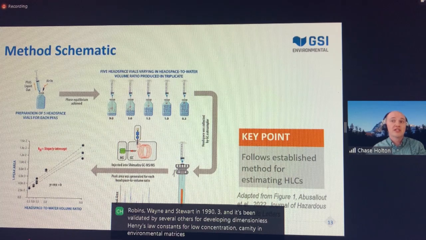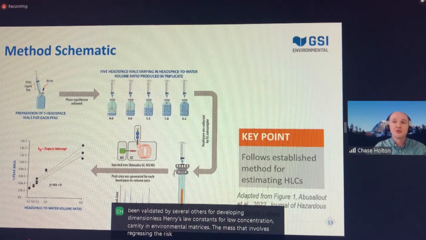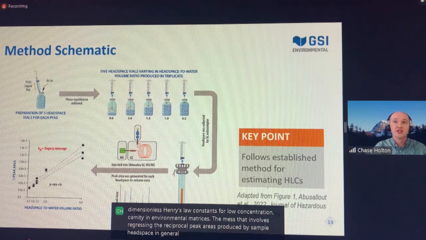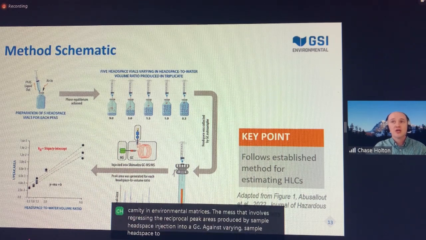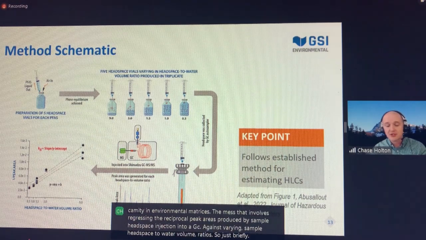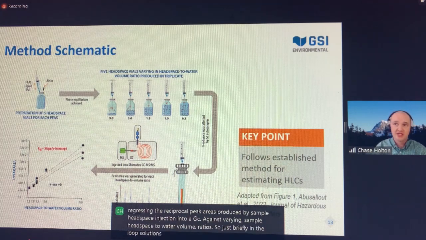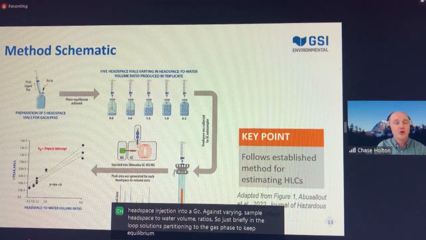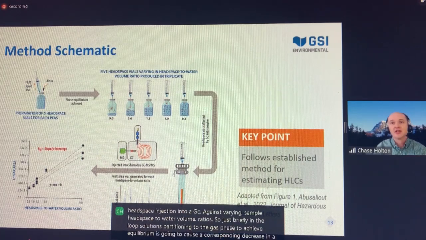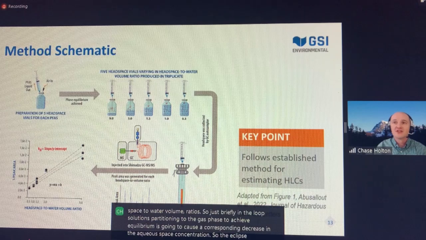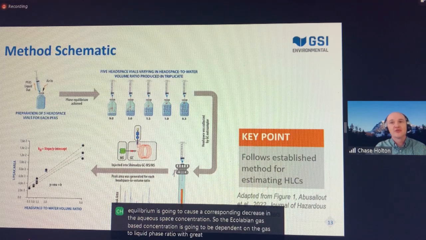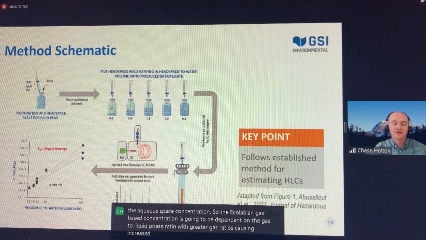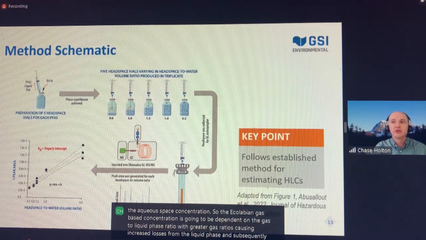The method involves regressing the reciprocal peak areas produced by sample headspace injection into a GC against varying sample headspace to water volume ratios. Just briefly, in dilute solutions, partitioning to the gas phase to achieve equilibrium is going to cause a corresponding decrease in the aqueous phase concentration. So the equilibrium gas phase concentration is going to be dependent on the gas to liquid phase ratio, with greater gas ratios causing increased losses from the liquid phase and subsequently reduced equilibrium gas phase concentration.